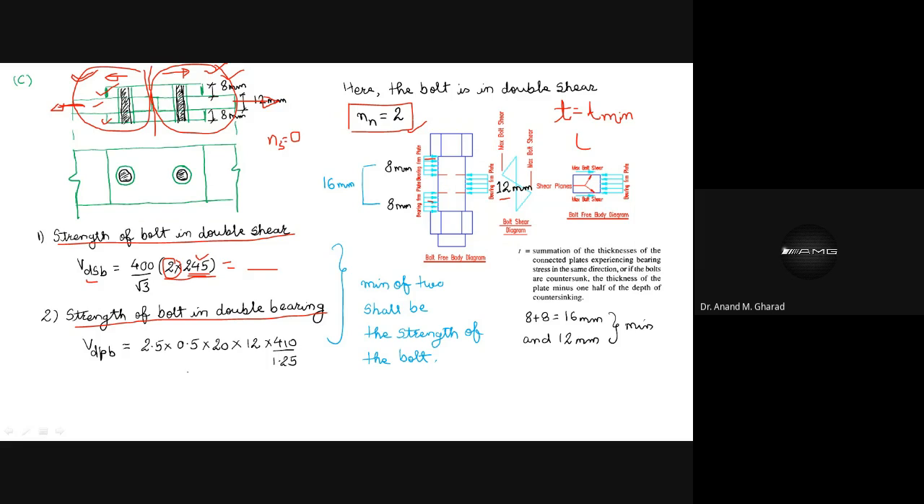Over here, now we need to understand this figure. Look, here the summation value will come. Summation of the thickness of the connected plates experiencing bearing in the same direction. Can you see in this figure, this bearing stress and this bearing stress are acting in the same direction. So associated plate thicknesses are 8 mm and 8 mm. Do you agree?